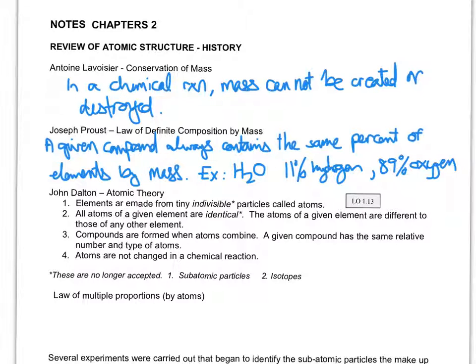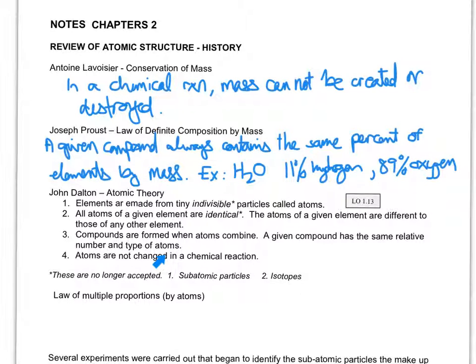So his first statement says that elements are, there's a typo there, are made from tiny indivisible particles called atoms. All atoms of a given element are identical. The atoms of a given element are different than those of any other element. Compounds are formed when atoms combine. A given compound has the same relative number and type of atoms. So H2O, for example, is always 2 hydrogens to 1 oxygen. And atoms are not changed in a chemical reaction.